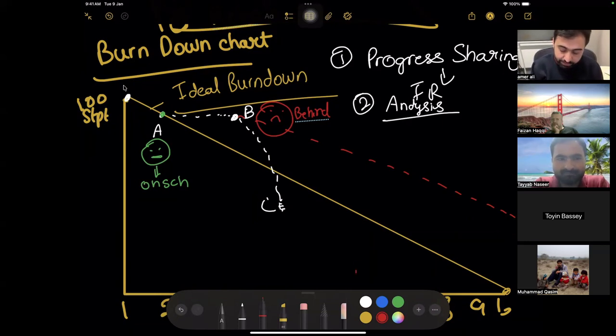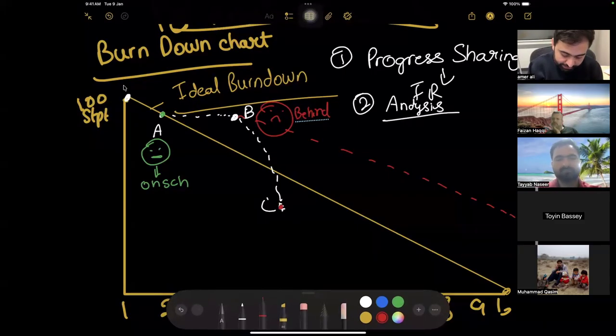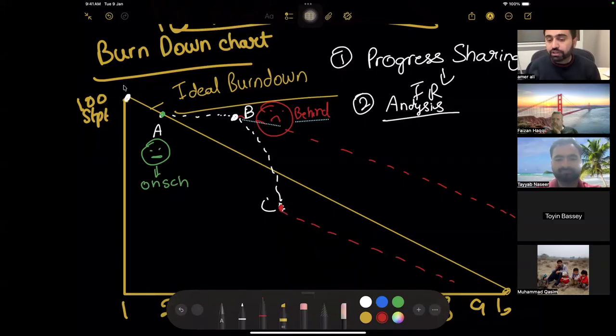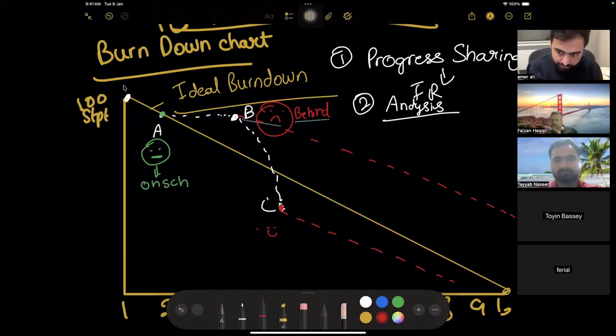If I take point C and extrapolate it, I will be able to complete quickly, which means it is ahead of schedule. I am happy, ahead of schedule.